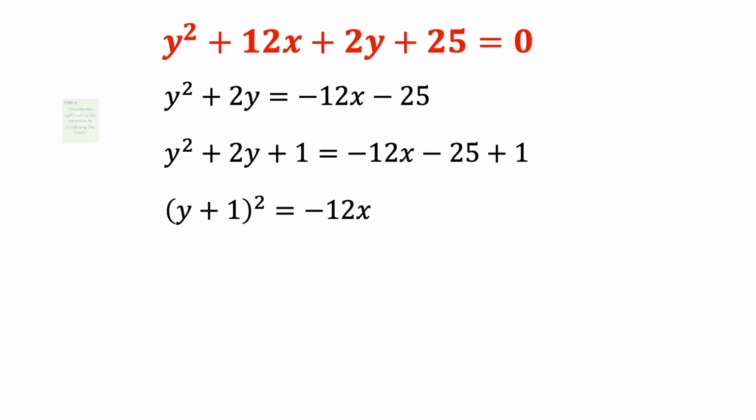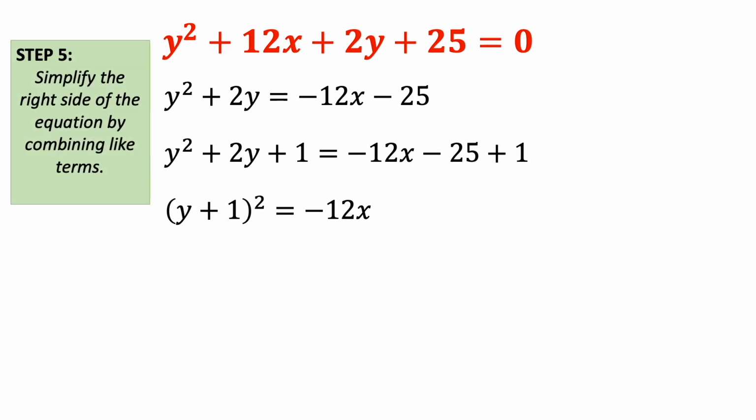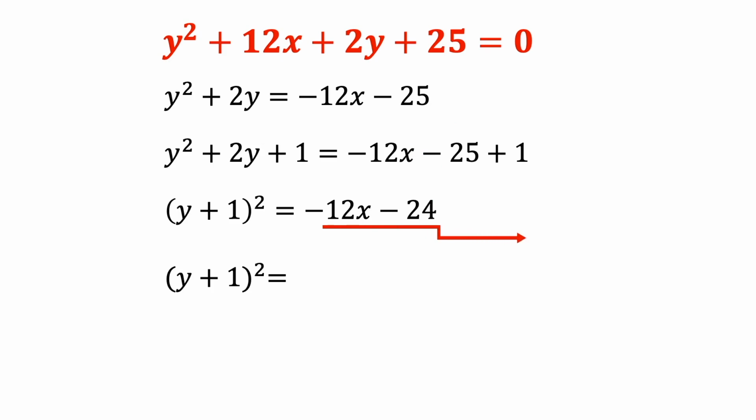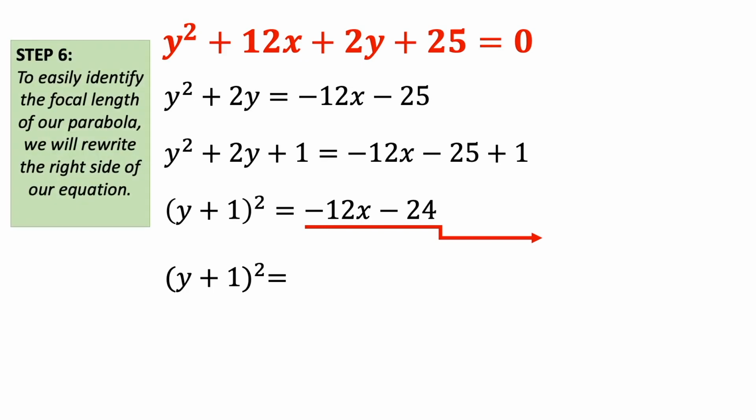Now, we will simplify the right side of the equation by combining like terms, negative 25 and positive 1. Adding them will give us negative 24. In step 6, we will simplify the right side of our equation to easily locate the focal length, which is beneficial when we are asked to graph the parabola.